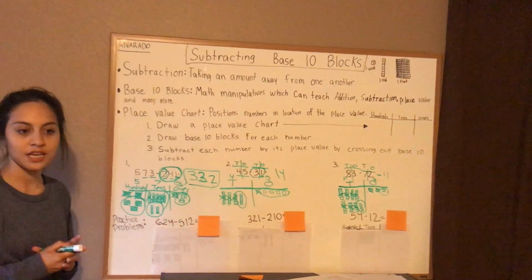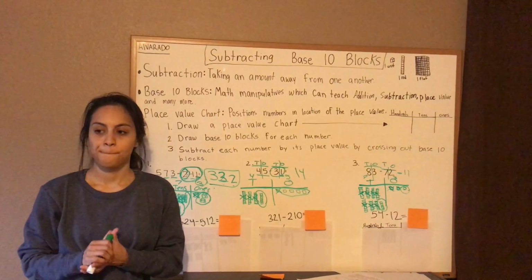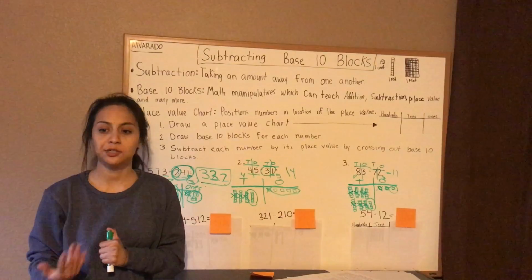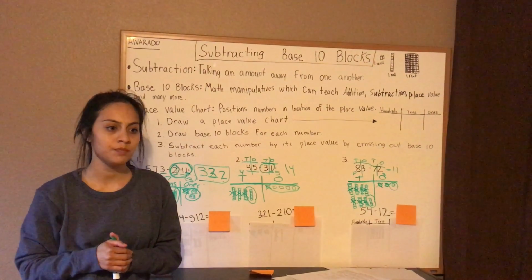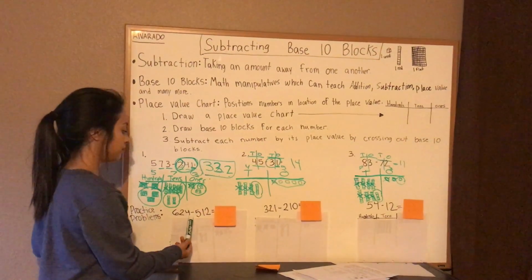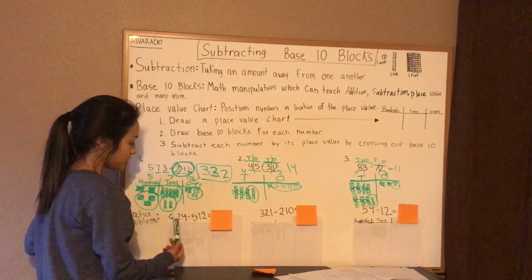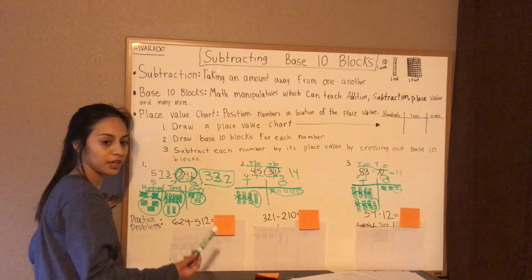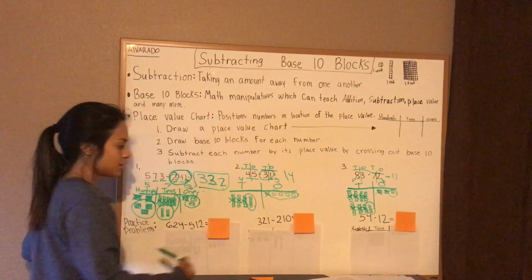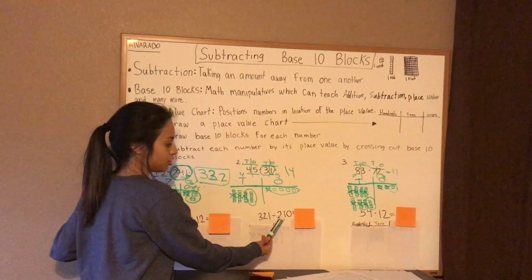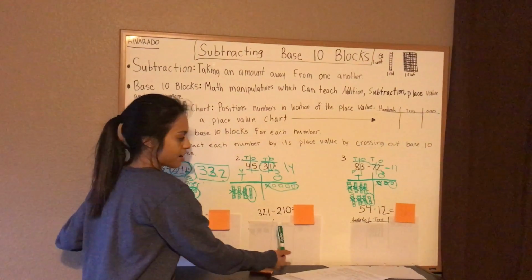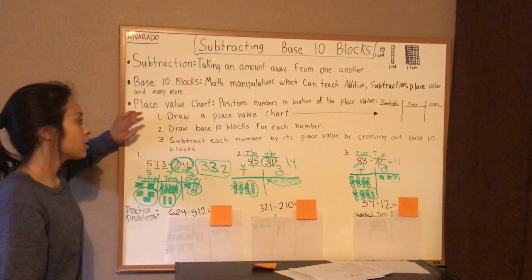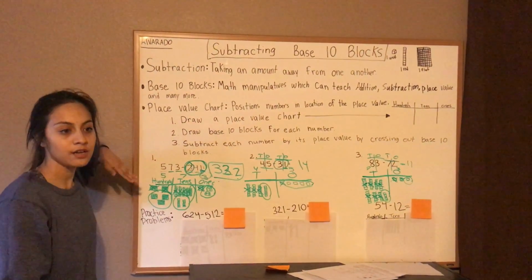Does anybody have any questions? Okay, awesome. So we're gonna go ahead and get a sheet of paper out, blank sheet of paper. We're gonna write these problems down. So first one is 624 minus 512. If you need help writing that down, just let me know. 321 minus 210. And then 54 minus 12. Make sure you follow all the steps so y'all understand.